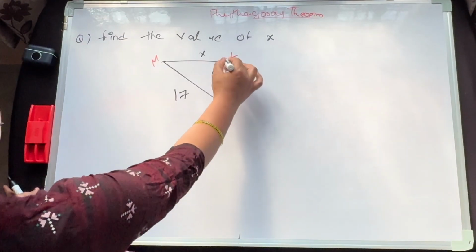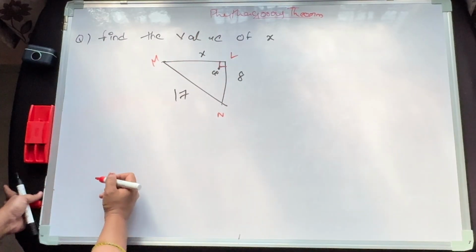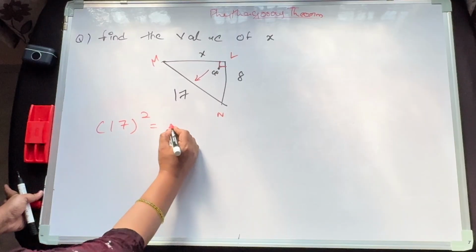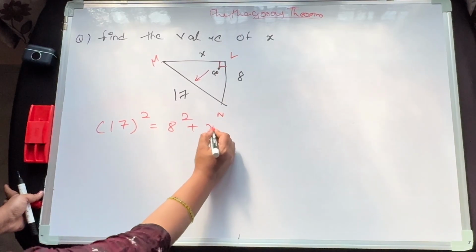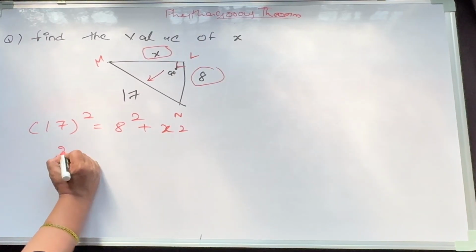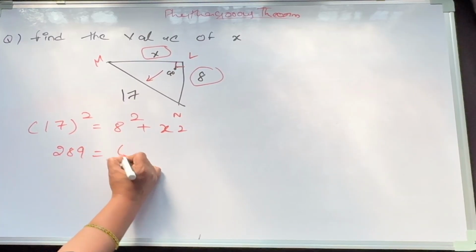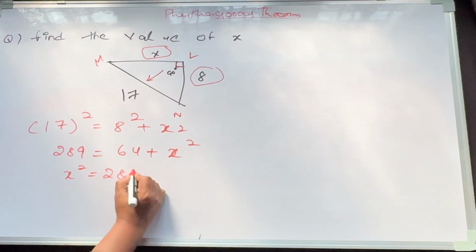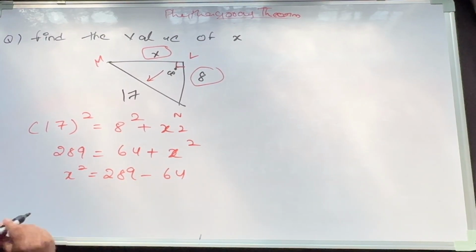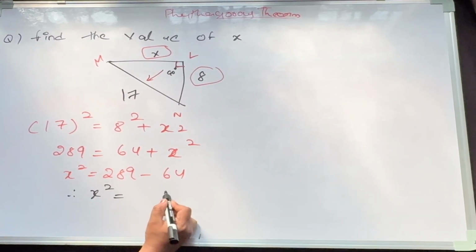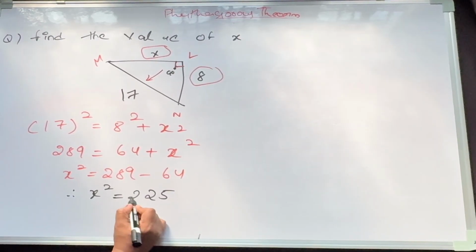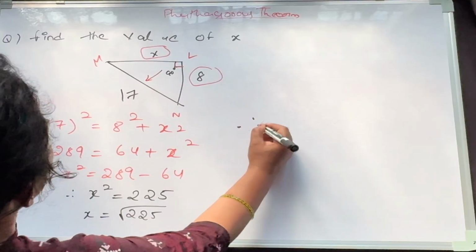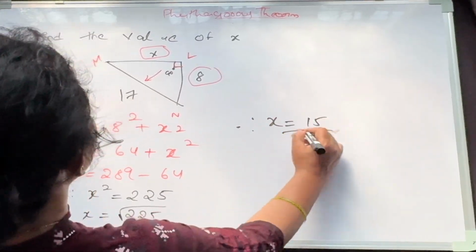Given like this, don't get confused. Anything opposite to the right angle in a triangle is the hypotenuse. Therefore, 17 whole square is equal to 8 square plus x square, 289. Okay, 8 8s are 64 plus x square. X square is equal to 289 minus 64. So, therefore, x square is equal to 225. X is equal to root 225. Therefore, x is equal to 15.